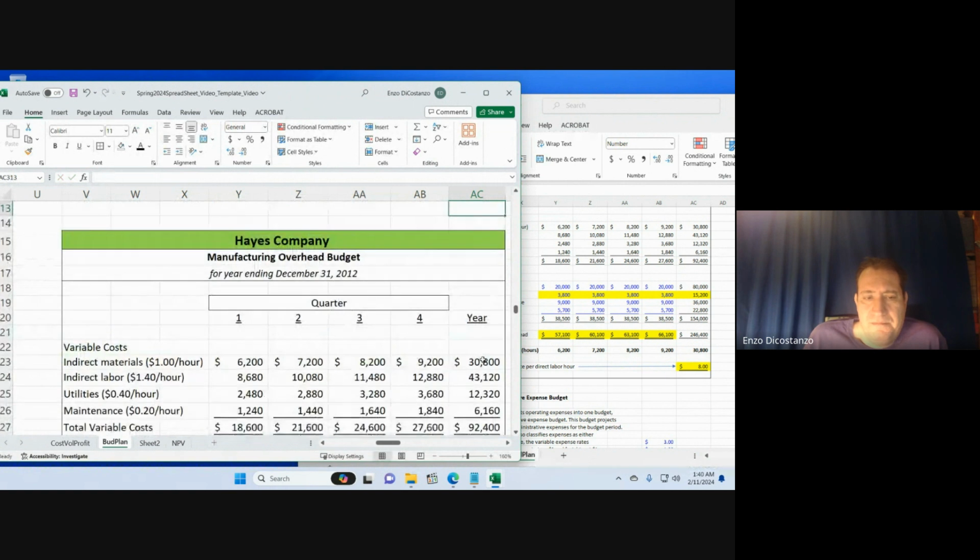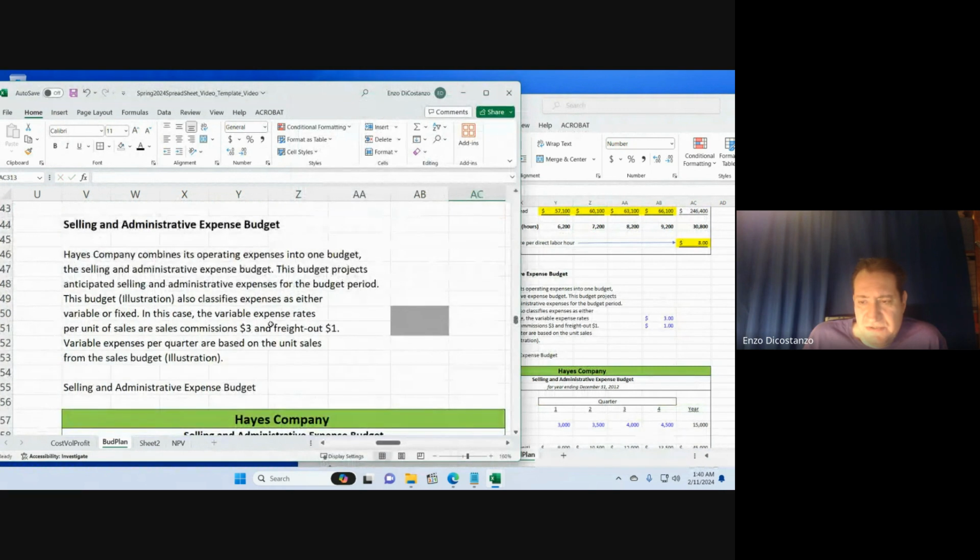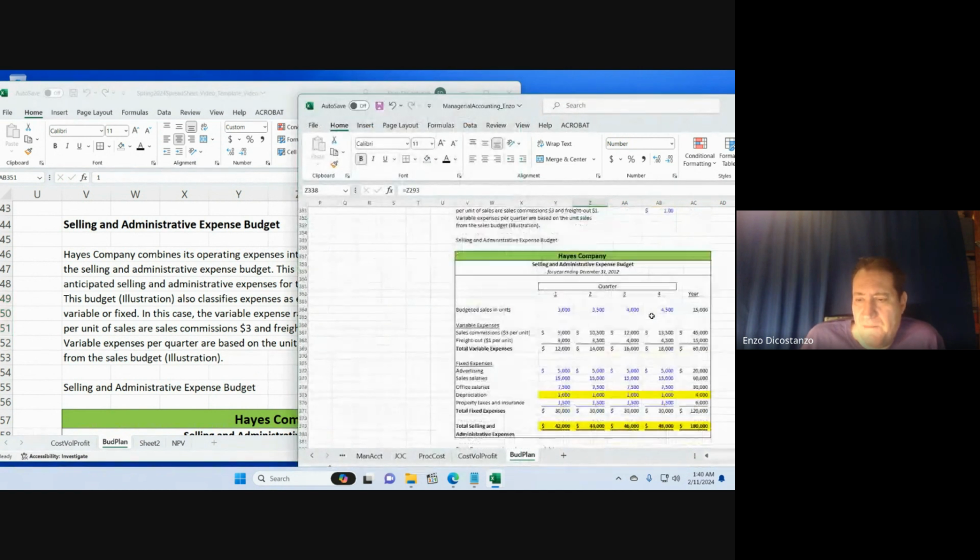Okay. That's manufacturing overhead. This other piece here is selling and administrative. The freight out is who pays for the, I forget freight in and freight out. You've got to ask a real accountant, who does it all the time. Is it the receiver or the sender? It's one of those. And then sales commissions are $3. The rates. Now we have to see what this is based on: unit sales from the sales budget. Fine. Okay, so we can come here and type in $3, $1. Okay, you got all that.